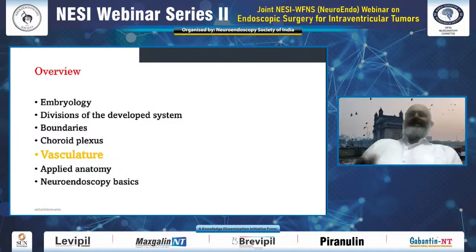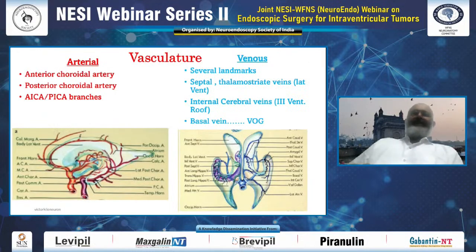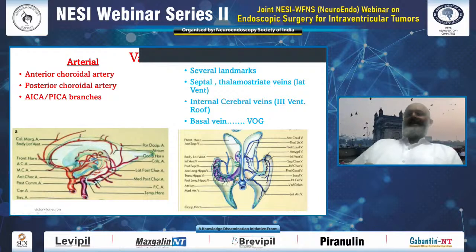So within the ventricular system, the primary arterial supply is from the choroidal arteries, anterior and posterior, and the AICA and PICA. Venous landmarks are several and they are very important for us. You have the septal vein and thalamostriate veins, which we talked about earlier. The internal cerebral veins in the third ventricle roof. And of course, as you go out, you have the basal veins of Rosenthal and the vein of Galen.